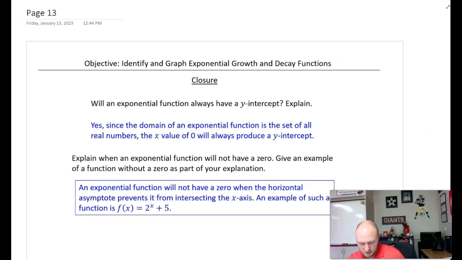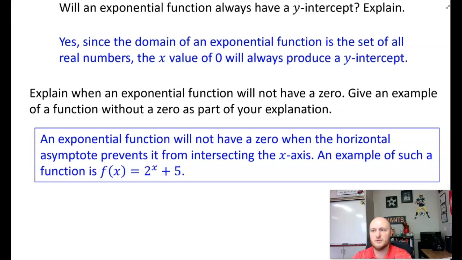All right, here is the solution. Yes, exponential functions will always have a y-intercept. That's because their domain is all real numbers, from -infinity to +infinity. Will an exponential function not have a 0? Well, if we have a horizontal asymptote that's shifted up, that will not have a 0. So 2 to the power of x plus 5, that has a horizontal asymptote at 5 and it's exponential growth, not going to have one.